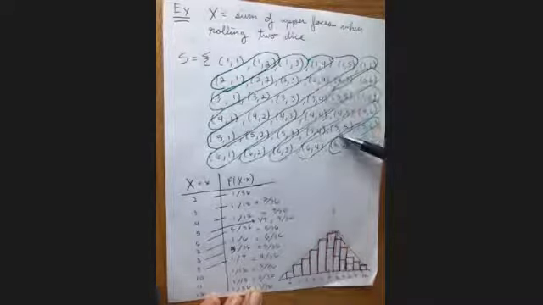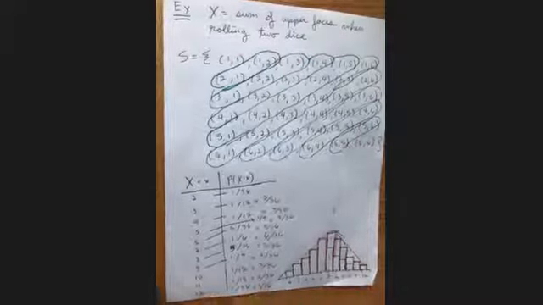And we continue this pattern all the way down to how many ways are there to roll a 12? There's only one way to roll a 12. So that's 1 out of 36.